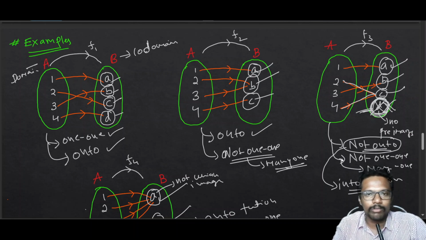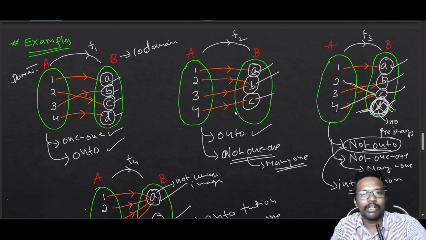Okay, not onto means if any one of the elements of B has no preimage, we can conclude that the function is not an onto function. So for a 1-1 function we have to focus on domain, and for an onto function we have to focus on codomain. Okay, I hope you understood this 1-1 and onto concept.